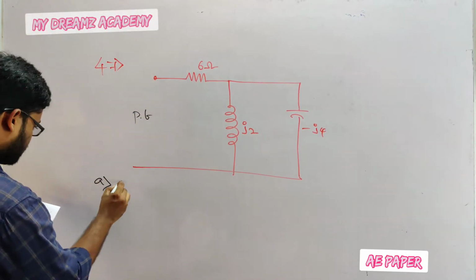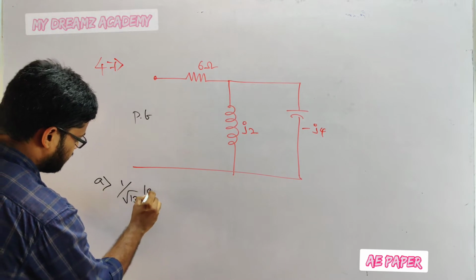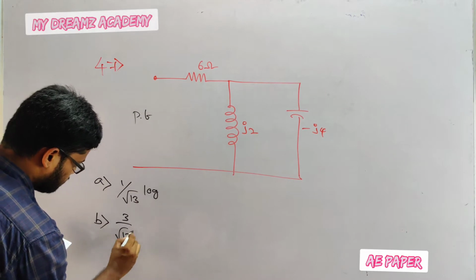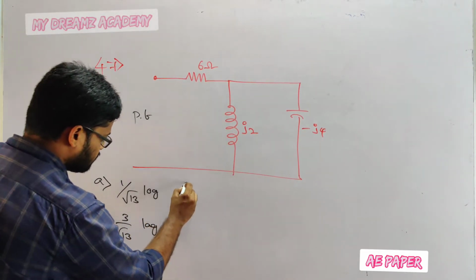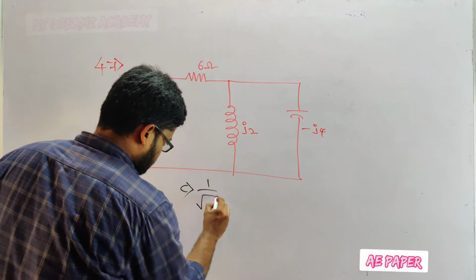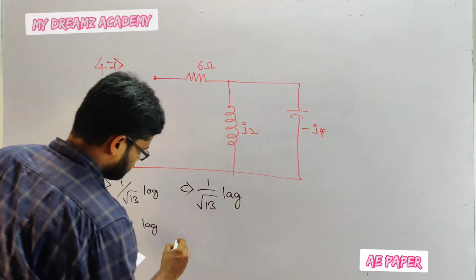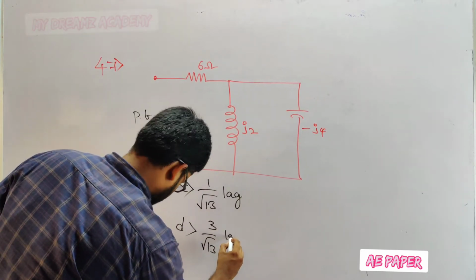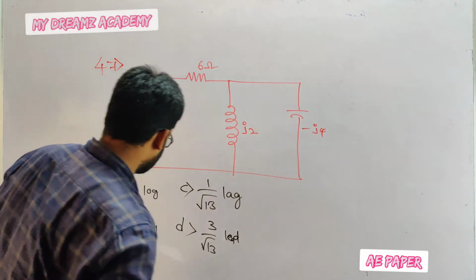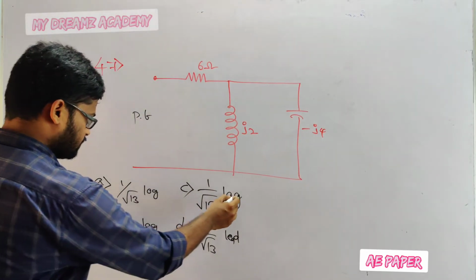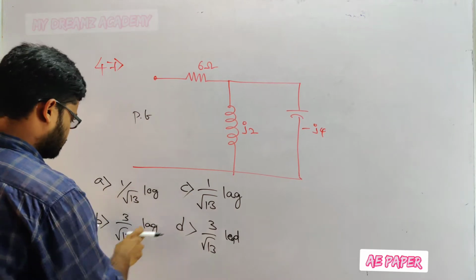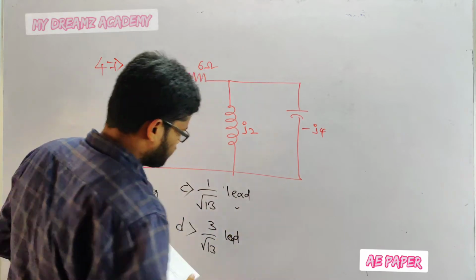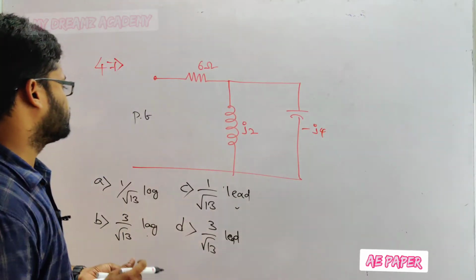Option A, that is 1 by root 13 lag. Option B, that is 3 by root 13 lag. Option C, 1 by root 13 leading. Option D, 3 by root 13 leading power factor. The first two are lagging, the other two are leading. Now we need to calculate which option is correct.